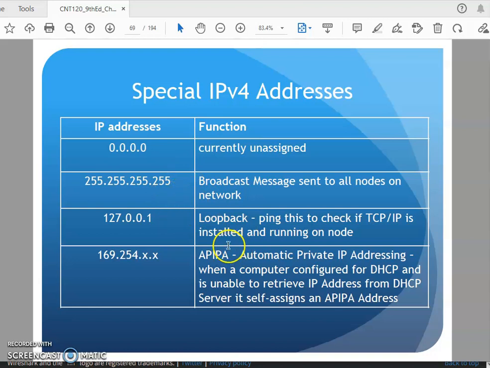Here's our couple other special addresses that we have. Here was the APIPA. Here was our loopback. Here was the broadcast and all of our zeros.